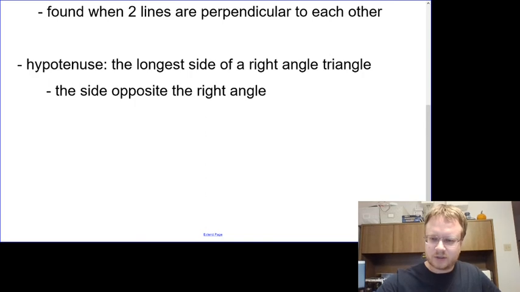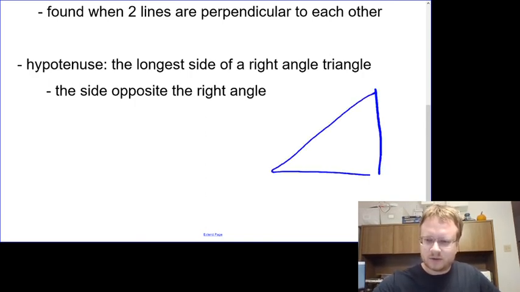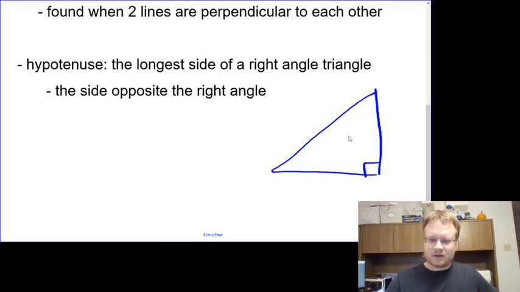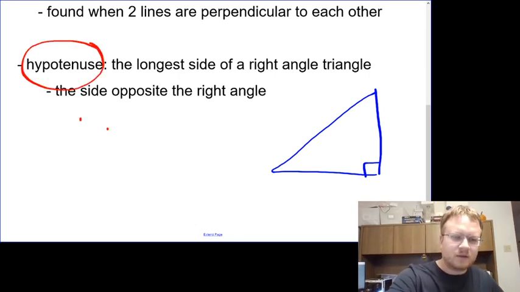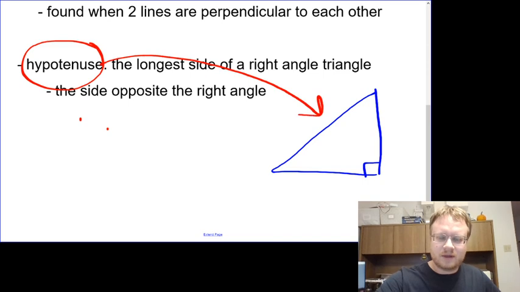So let's sketch. Here's my beautiful right angle triangle. Here is my right angle, and this side right here, this is my longest side. Also, if we aren't sure where the right angle is, it's down here. So I look at my right angle and I look across, that's the hypotenuse right there. So let's just draw a little wonderful arrow here. Hypotenuse is going to be this side of my triangle.